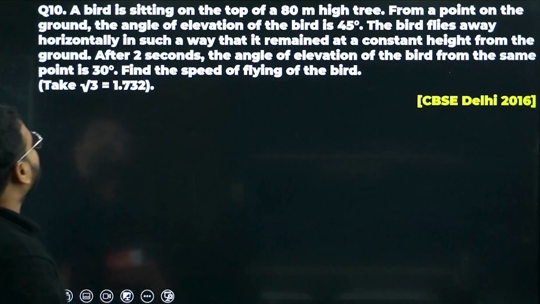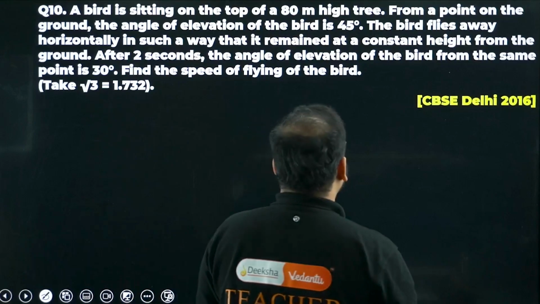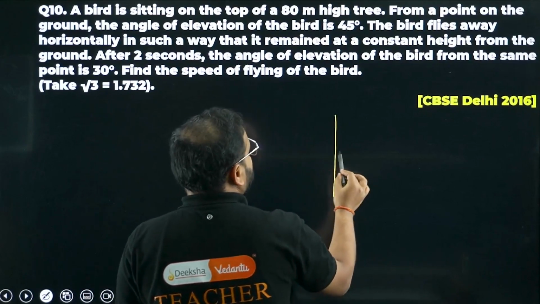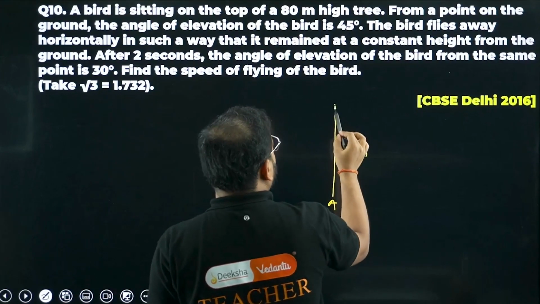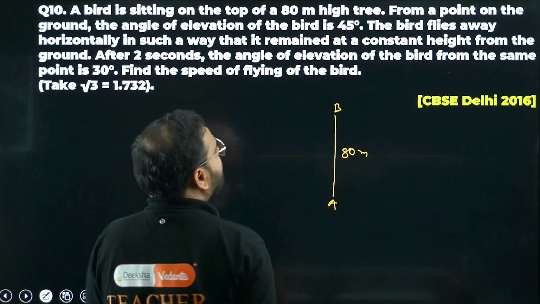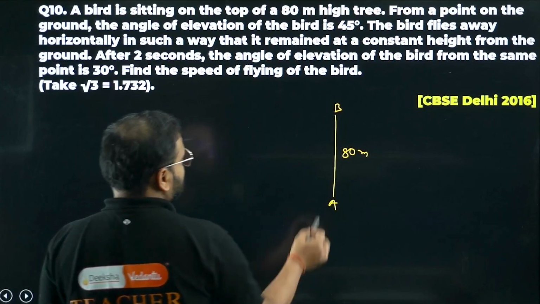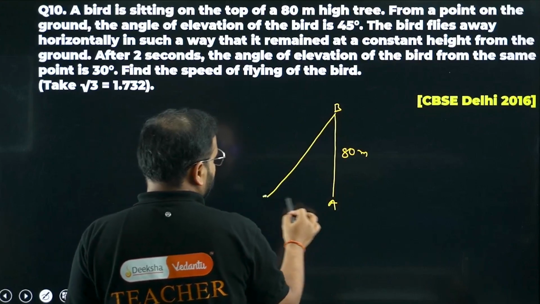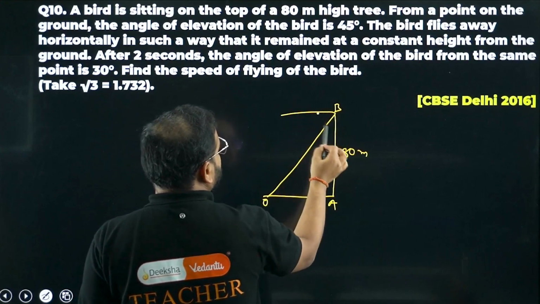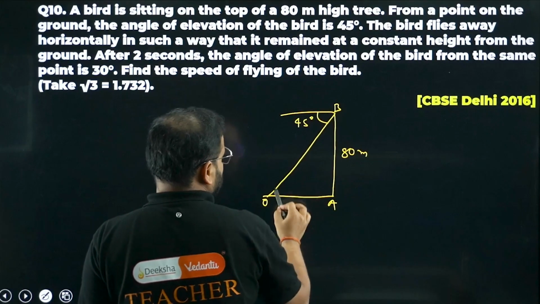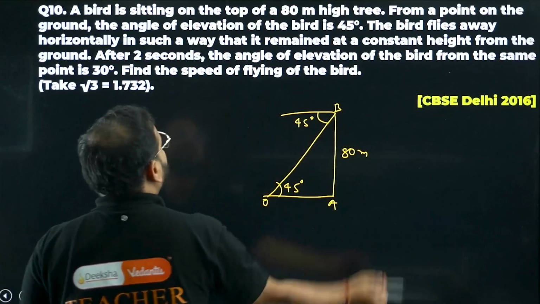A bird is sitting on the top of an 80 meter high tree. Let's call the tree AB. So 80 meters is this. Where's the bird? The bird is here. From a point on the ground, the angle of elevation is 45 degrees. Let's call this point O. The angle of depression is like this, 45 degrees. So the reference angle will become 45 degrees by the property of alternate interior angles. Great, we have done till this part.